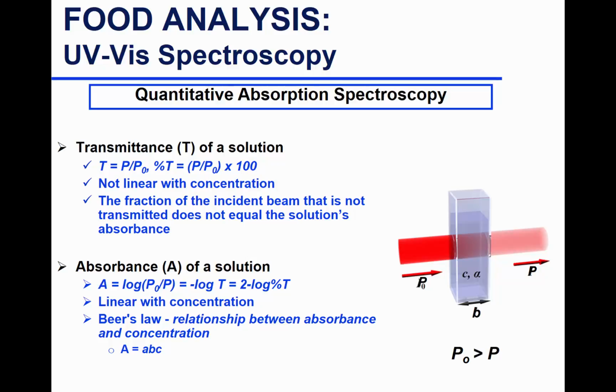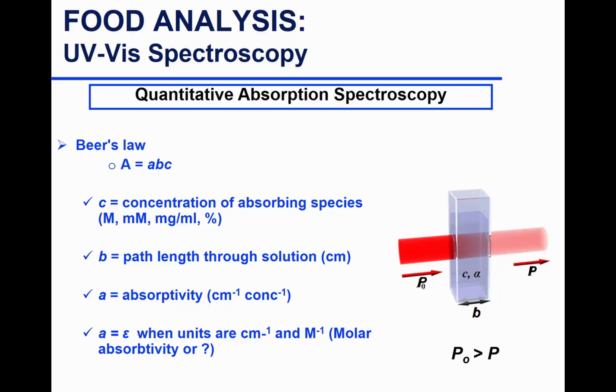Absorbance equals absorptivity times the length times the concentration. The concentration can be in molar, millimolar, milligram per milliliter, percentage, any form of concentration. And b is the path length that goes through, which is basically the length of your cell. And absorptivity has units of inverse centimeter and inverse concentration unit. So they cancel out. If you put A, b, c, then the units cancel and absorbance doesn't have a unit, basically.